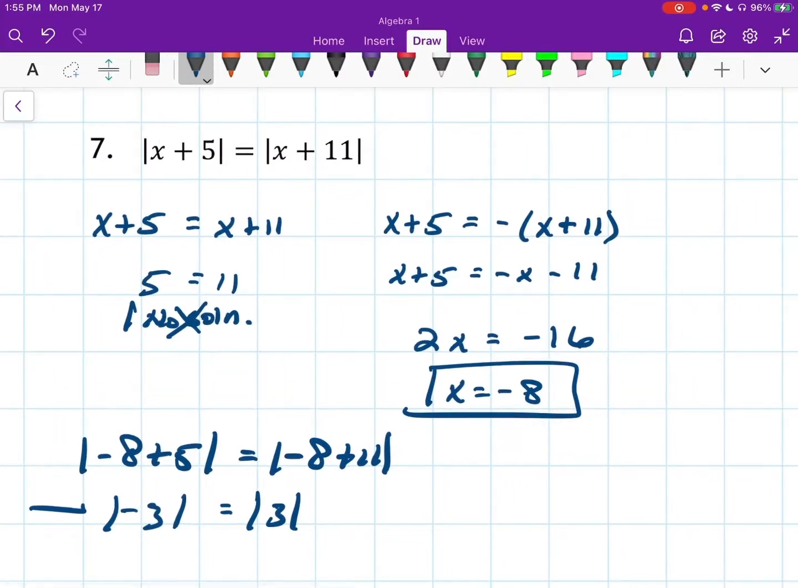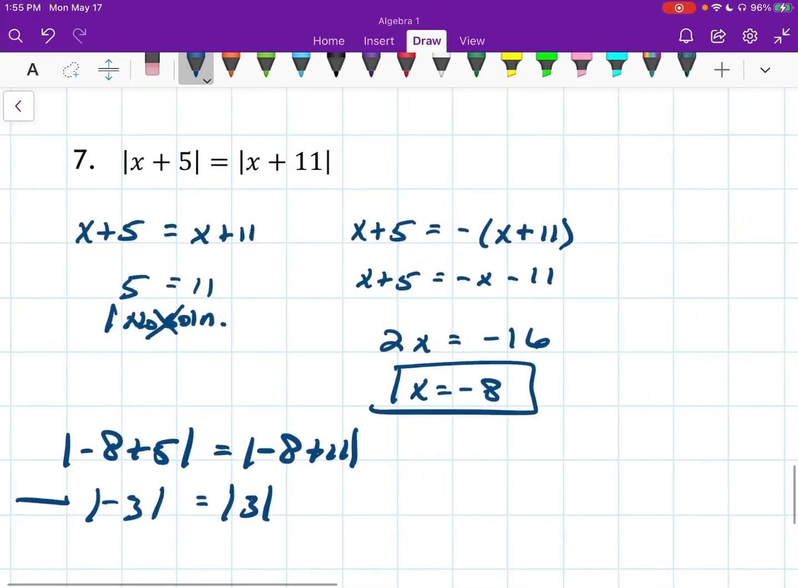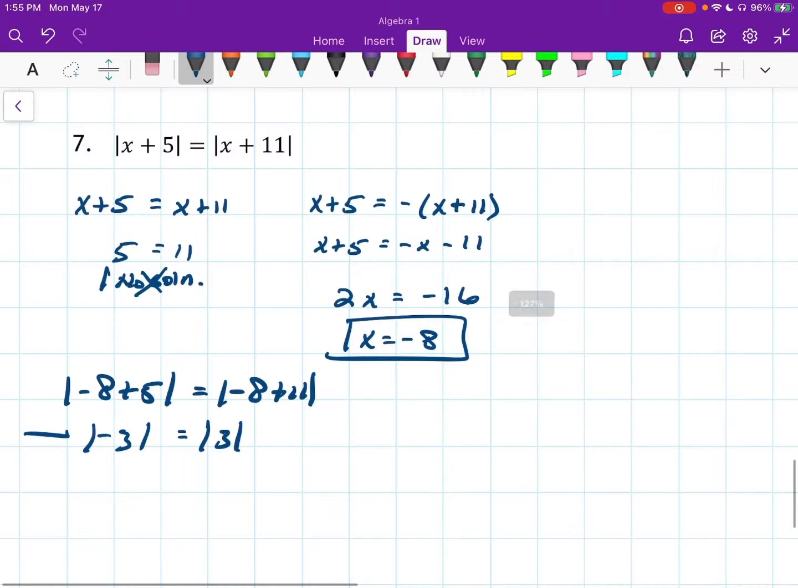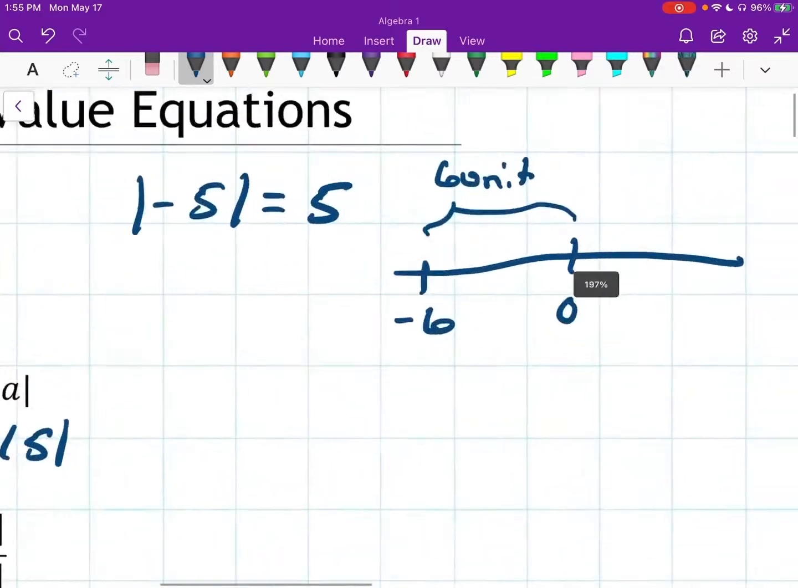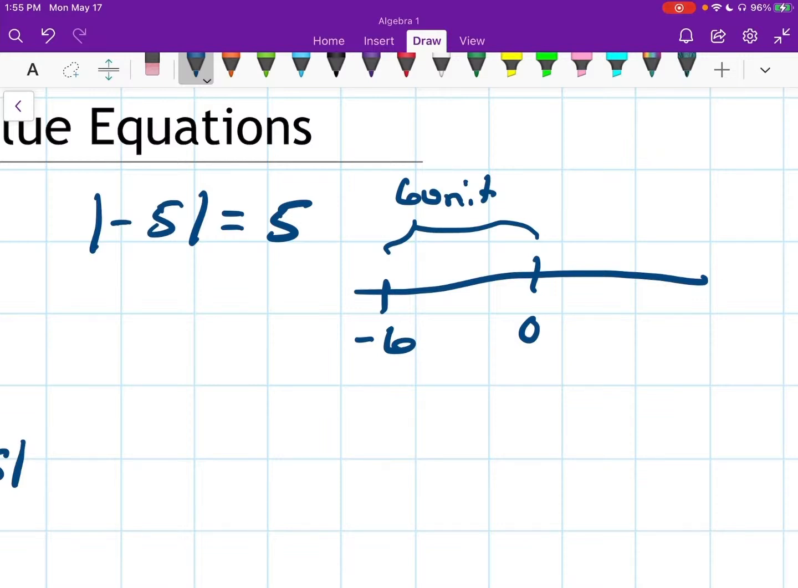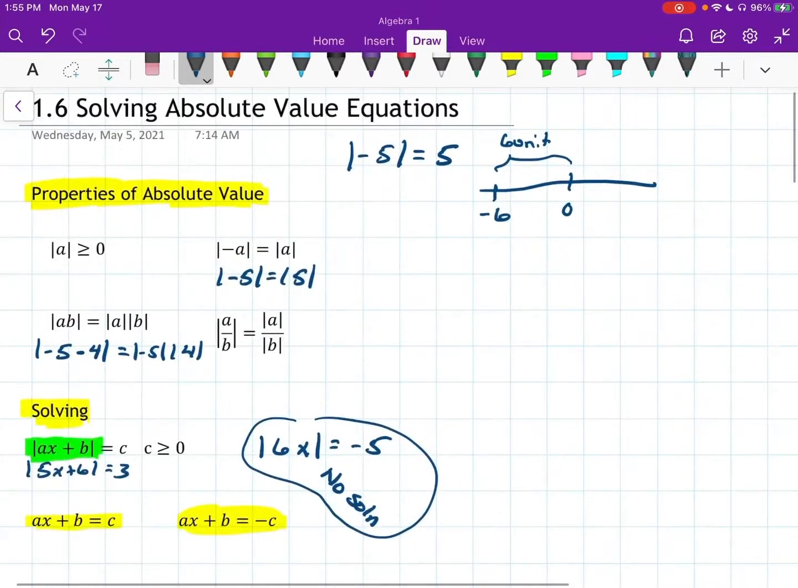All right, that is absolute value. Make sure that we remember the idea. I don't have another one, do I? Nope. Make sure you remember the general idea that absolute value is a distance, right? You think of that as a distance, and that helps me think about it. So hopefully it helps you as well. All right, that is 1.6.